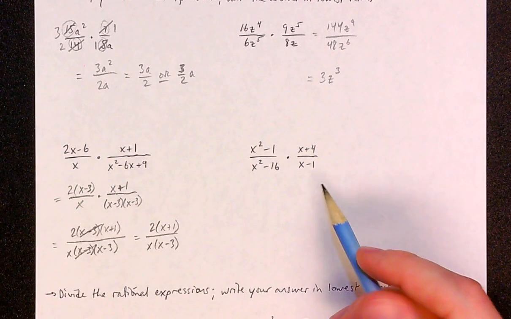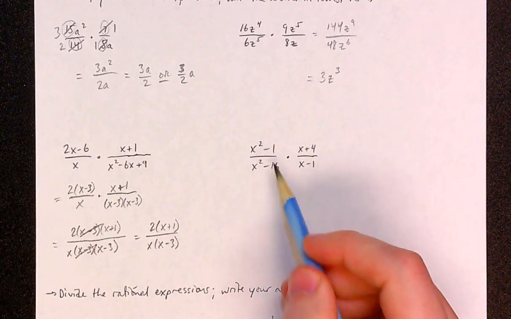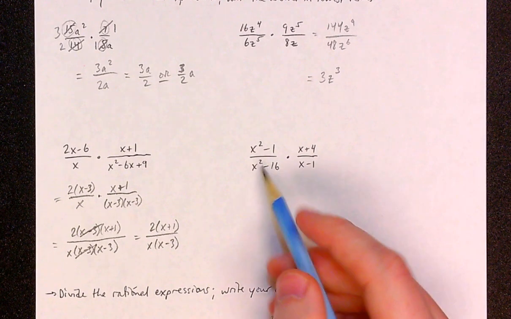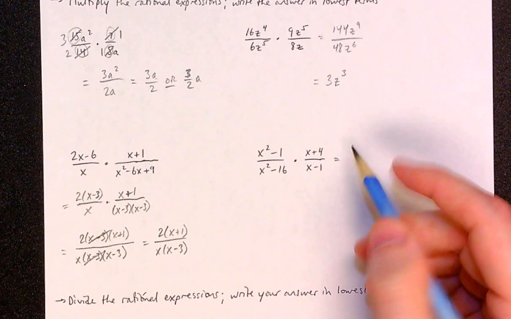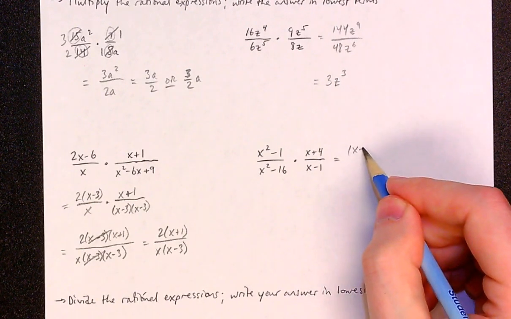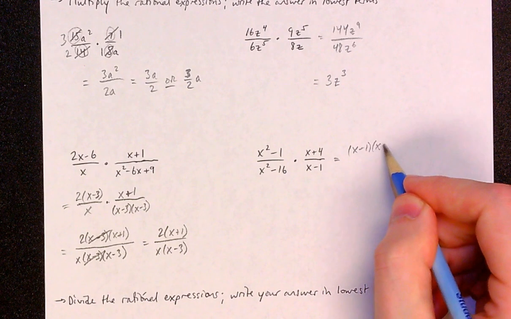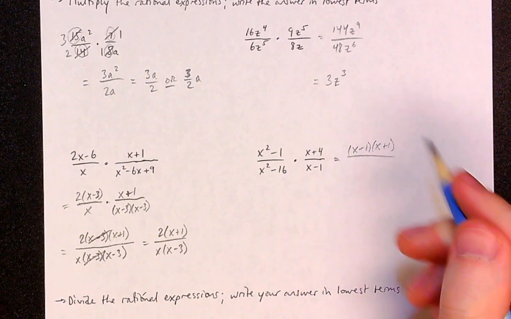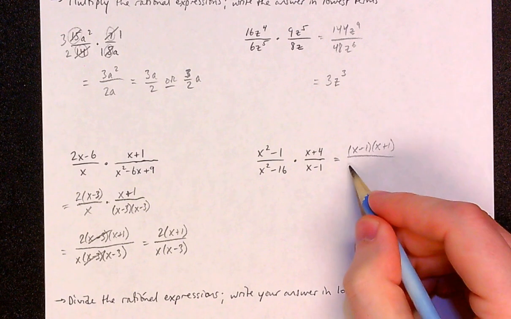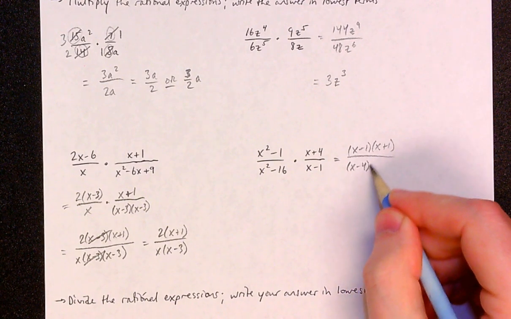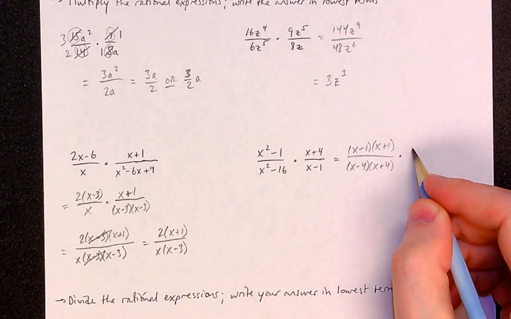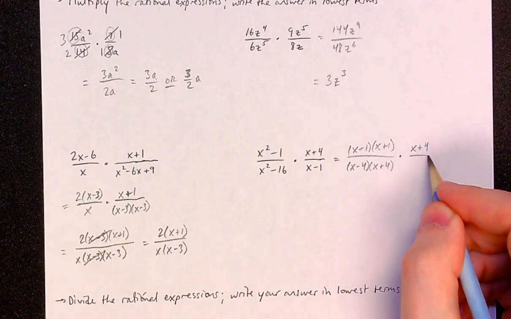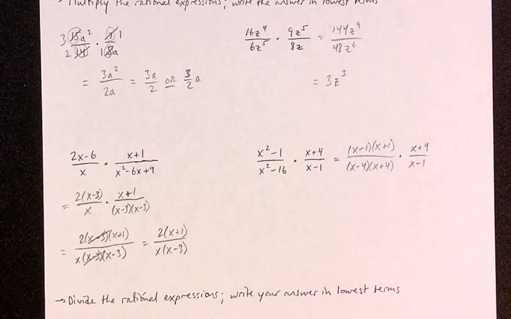And this one here, some factoring can certainly happen here. X squared minus 1. This is a difference of two perfect squares. X squared minus 1 is equal to (x minus 1) times (x plus 1). X squared minus 16 is also a difference of two perfect squares. You have x minus 4 and x plus 4.